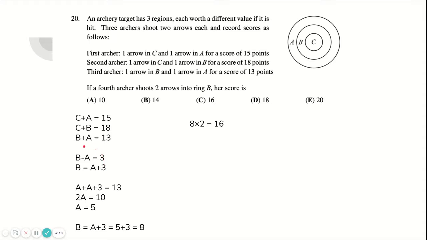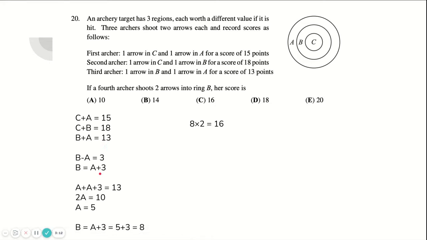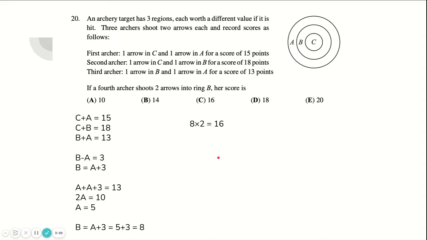So now that we know this, we can just put it back into the last equation. B plus A equals 13, and we get A plus 3 plus A equals 13. We have 2A equals 10, and we find that A equals 5.